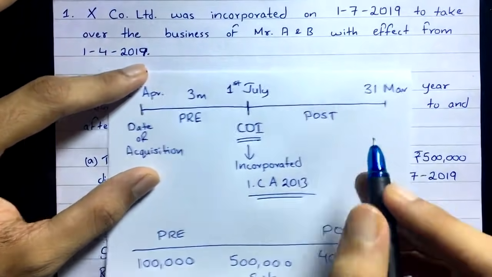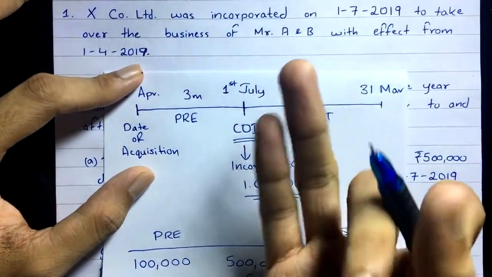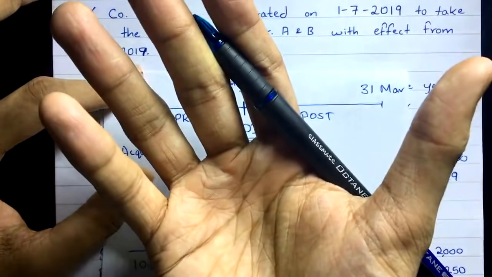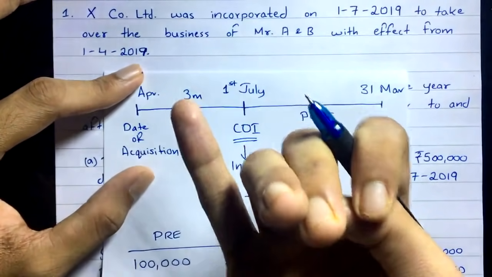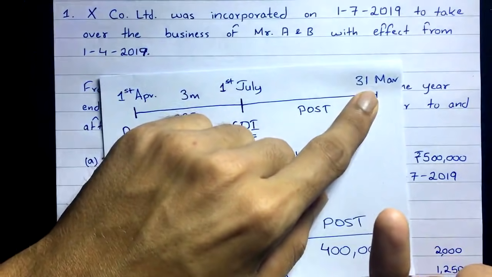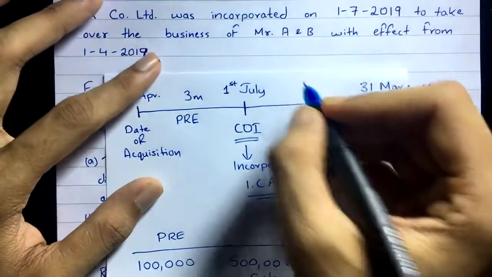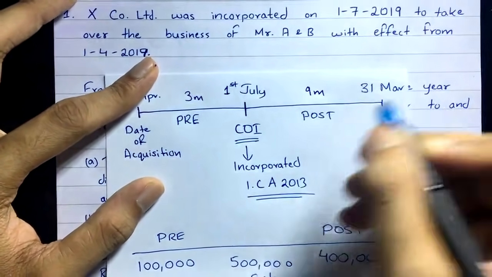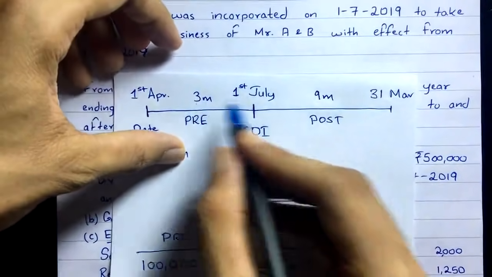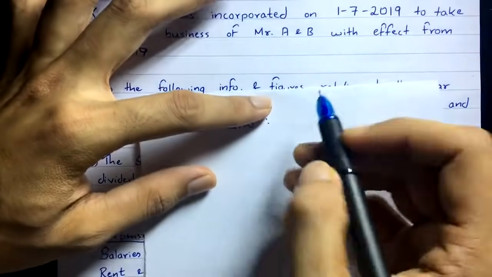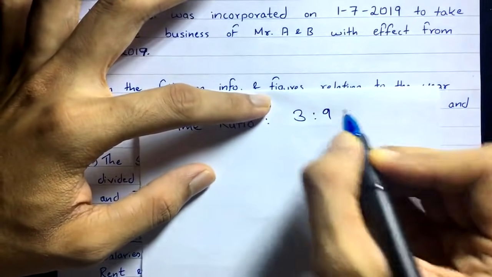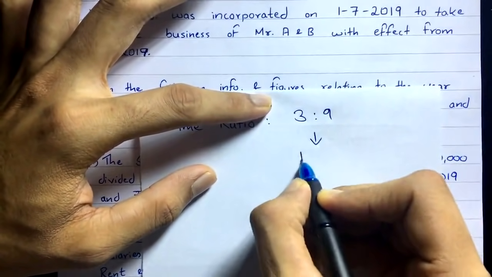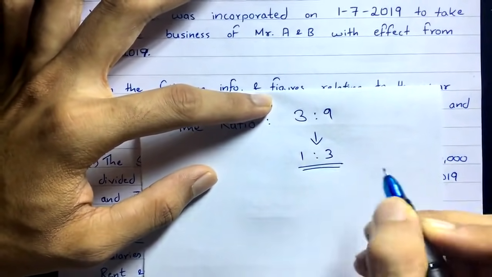And then in the post period, see, July, August, September, October, November, December, January, February, March. Yes, till 31st March, right? So 9 months goes to the post period. So now what is the time ratio? 3:9. So simple, right? The time ratio is 3:9. You can simplify this even further. 3 ones are 3, 3 threes are 9. So 1:3 is the time ratio.